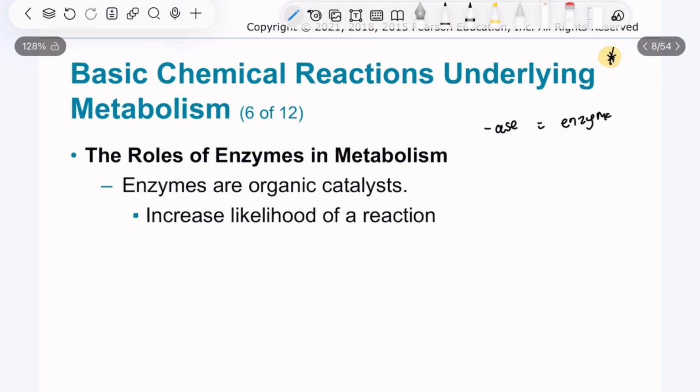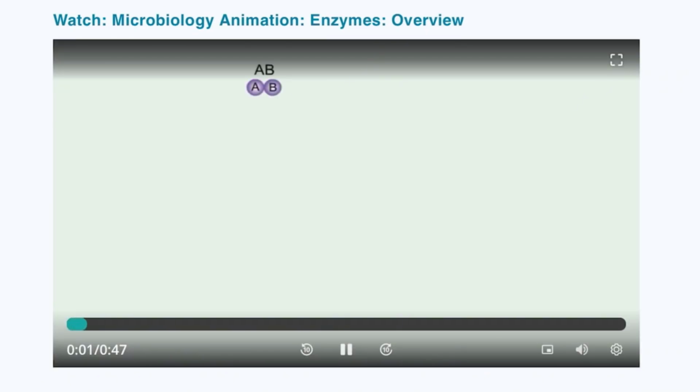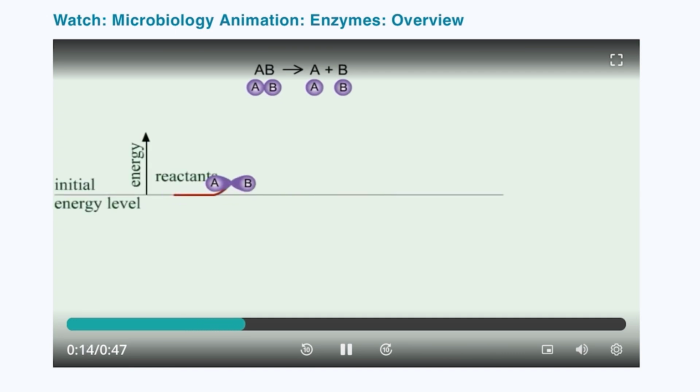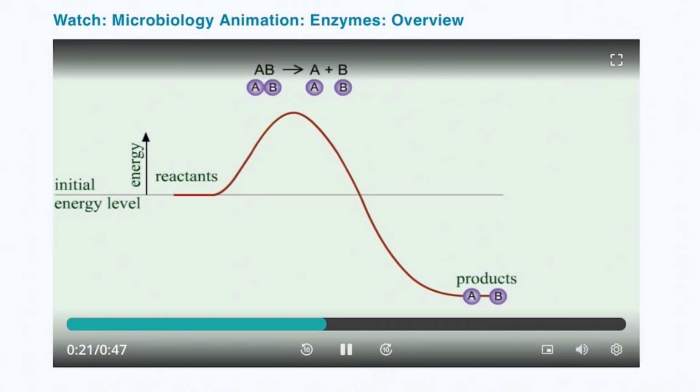And so then we move on to the role of enzymes in metabolism. So enzymes are organic catalysts, which means they increase the likelihood of a reaction. Imagine a chemical reaction with the general form AB yields A plus B. In order for this reaction to occur, the reactant molecule, AB, must acquire enough energy to disrupt its stable electron configuration so that its electrons can rearrange to form A and B. This energy barrier is called the activation energy of the reaction.